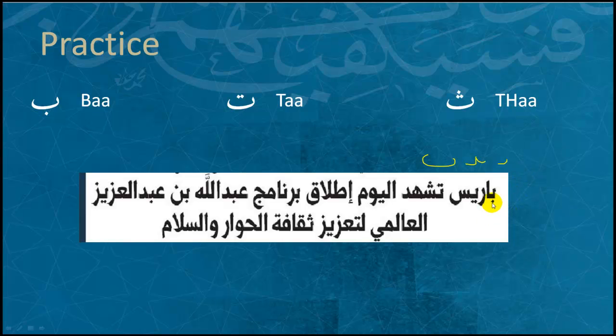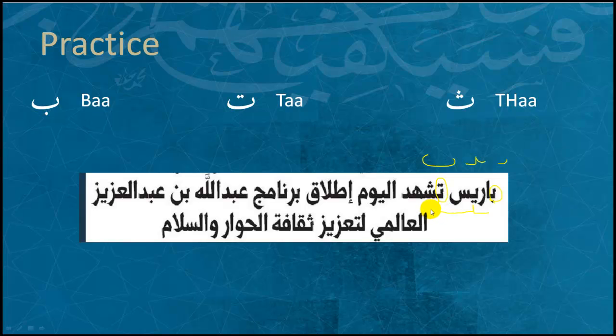Okay? So I see a ba here. There's 1 dot, and the body is correct. It's appropriate. Now, I see 2 dots here, and they're on the bottom. Baa Taa and Thaa, neither of those has 2 dots on the bottom. There is a letter here with 2 dots on top. Okay, and does the body match? Is it appropriate? Yes, it is. That is a da.